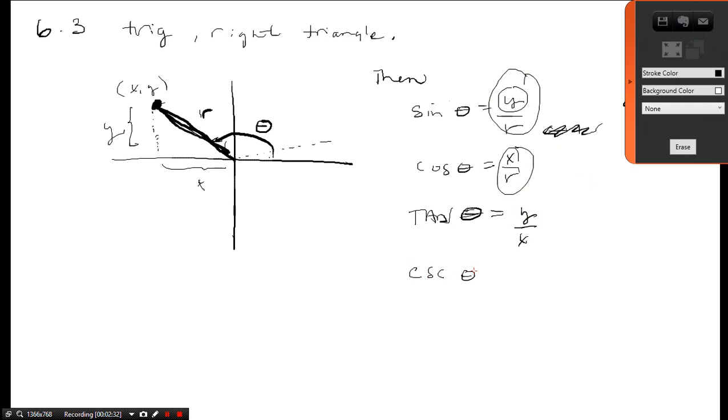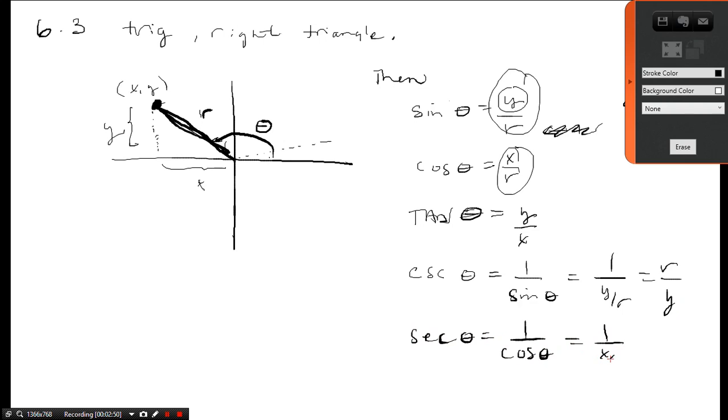Cosecant of theta is going to be equal to 1 over sine of theta, which is 1 over y over r, which is r, the radius, over the y coordinate. And similarly, secant of theta, do the same stuff. It's 1 over cosine of theta, which is 1 over x over r, which is r over x. And last but not least, my good friend, cotangent of theta, which is 1 over the tangent, which basically just means flip the tangent and you end up getting x over y.